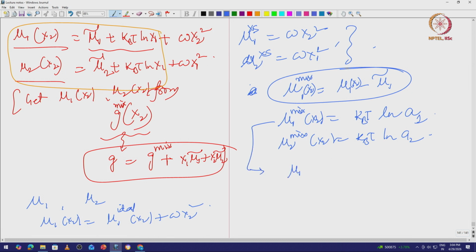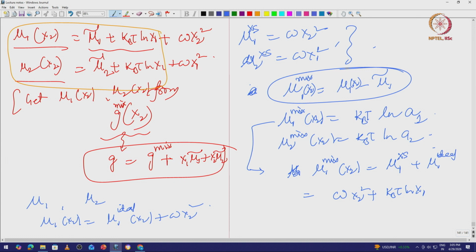Mu1 mix x2 is equal to mu1 xs plus mu1 ideal, right. So, that is how I actually define the xs, right. So, now mu1 xs I know is omega x2 square, plus mu1 ideal is kBT ln x1, right.